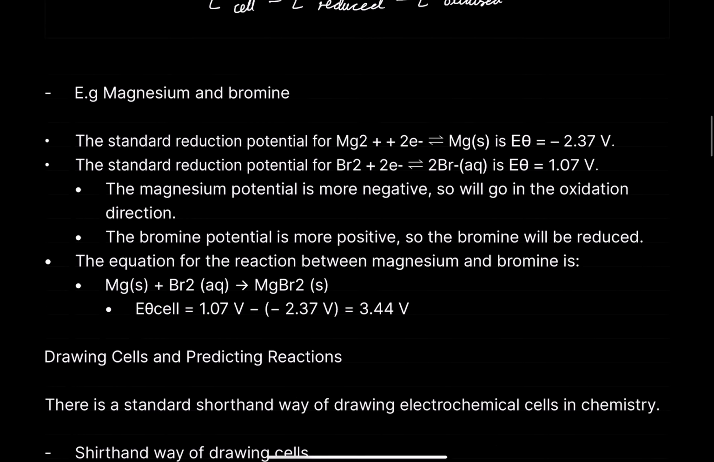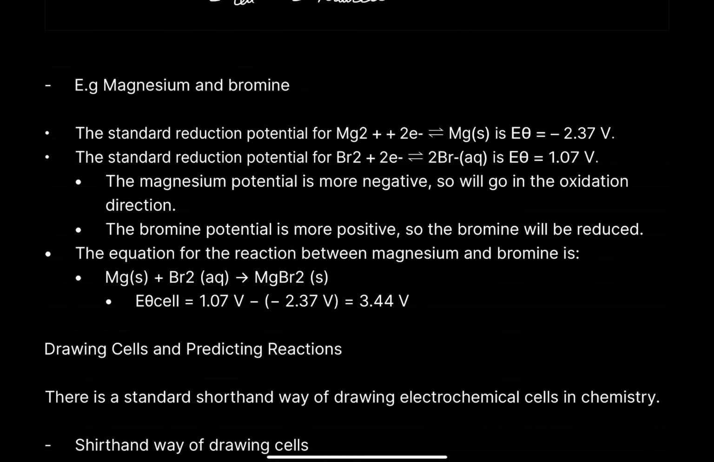But if we imagine that Mg2+ was the one more likely to be reduced, we would be doing minus 2.37 minus 1.07, and that would get minus 3.44 volts. If our overall cell potential is negative, it means the reaction is not feasible. So these are all different ways of emphasizing the point that this reaction isn't feasible for this reason. So the cell potential is also negative.